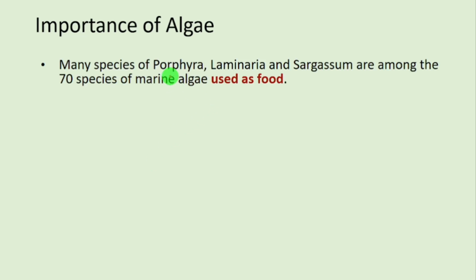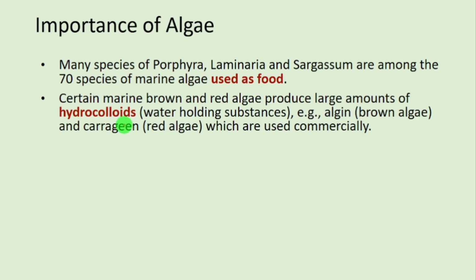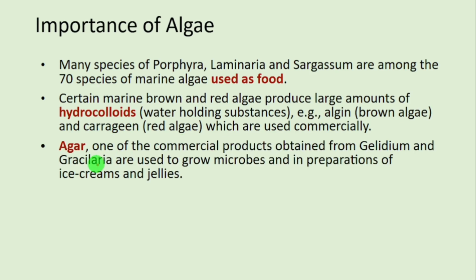So first things first, these are the three examples: Porphyra, Laminaria and Sargassum. They are used as food. Then as hydrocolloids, we have two examples: Algin, this is obtained from brown algae, and carrageen, this is obtained from red algae. Both are hydrocolloids. Then agar is useful. It is used in microbiology lab to grow microbes, and it is also used in the preparation of ice creams and jellies. So agar is obtained from red algae, Gelidium and Gracilaria.